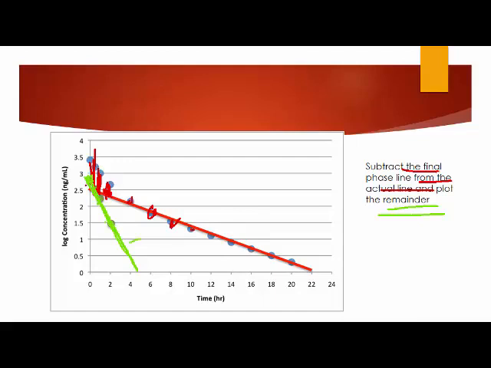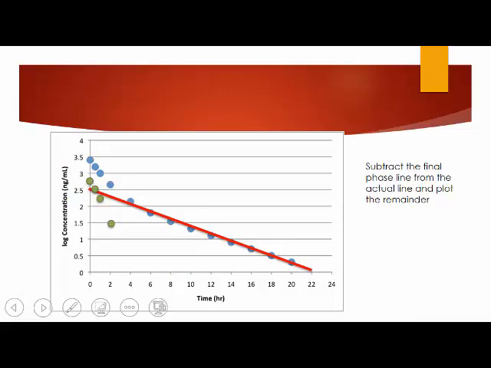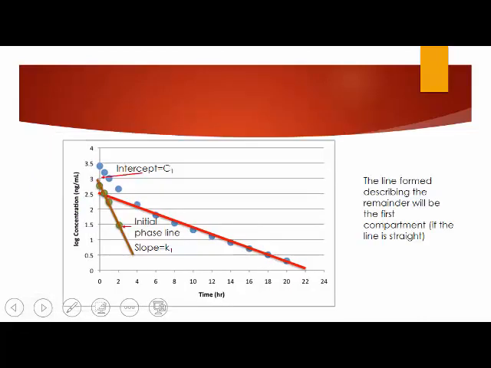So the slope of that line is the slope of our first compartment, and the y-intercept is the y-intercept of our first compartment. So we subtract that final phase from what's left, and we get what we call the remainder, or the residual, which gives us, as I said, our intercept will be the C1 and the slope will be the K1.